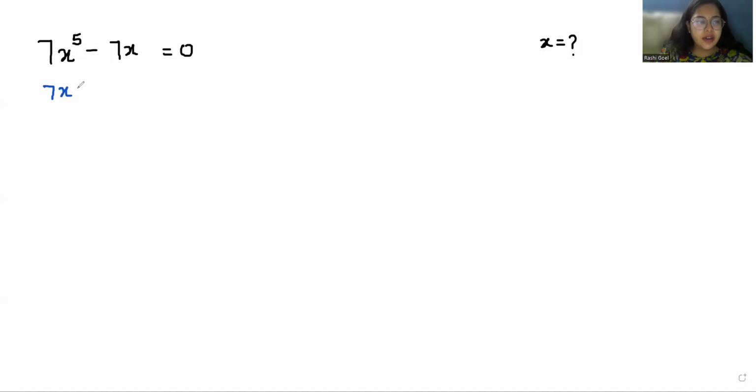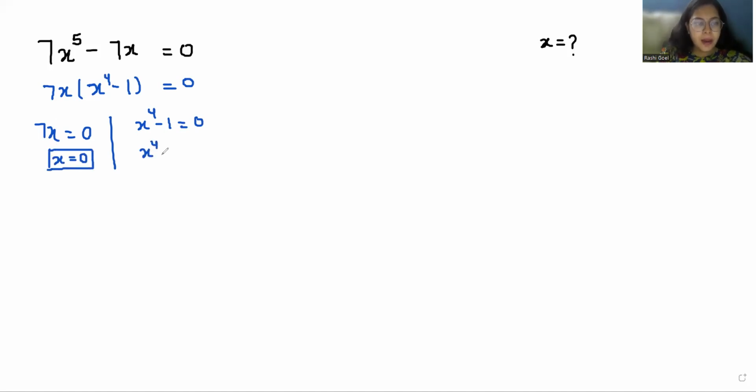If I take 7x as common, x^4 - 1 is equal to 0. So either 7x is equal to 0 or x^4 - 1 is equal to 0. From here the value of x is 0. Now x^4 - 1 we can write as 1 square as well.